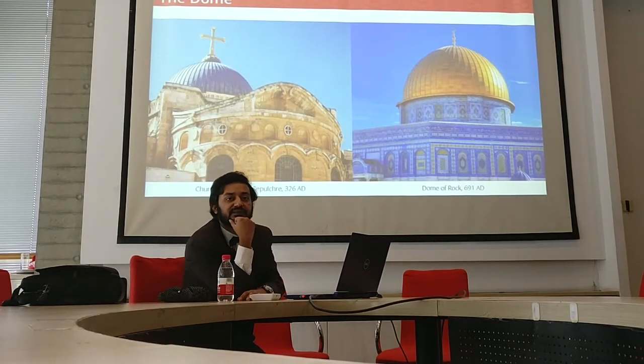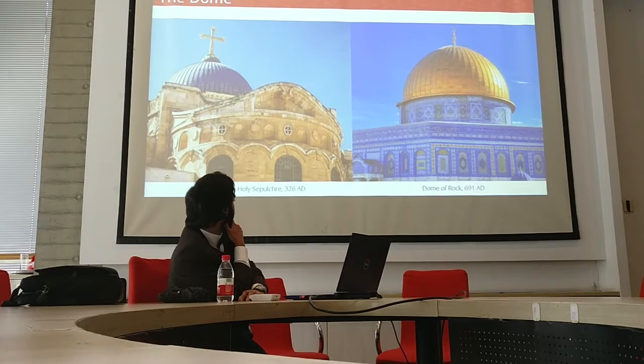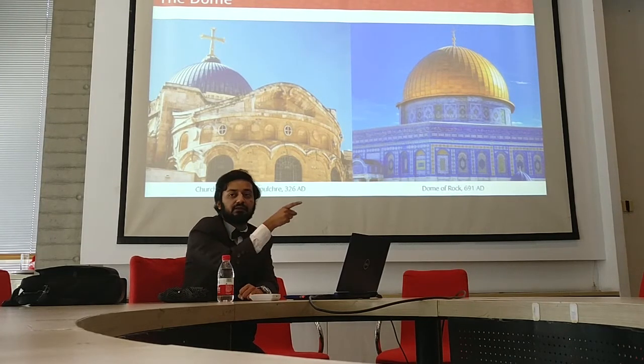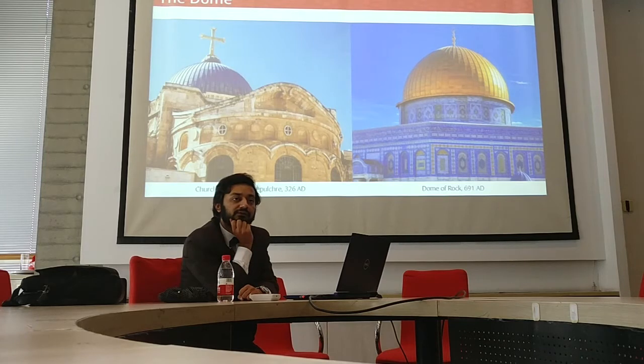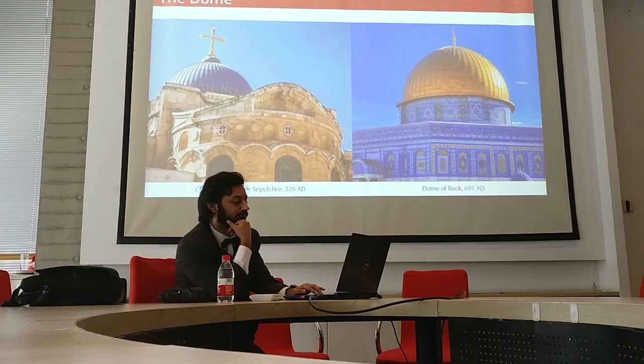And here you can see the source of inspiration. On the left you have the Church of the Holy Spirit. I'm not sure how to pronounce that. You have this 4th century church on the left side, and you can see a similar dome, similar proportions on the right-hand side in the Dome of the Rock. And this is what historians believe was the actual inspiration for this structure. So that's where they got the idea of the dome.